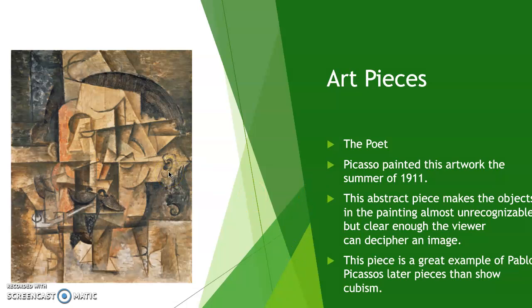This on the left is an art piece by Pablo Picasso. It's called The Poet. It was painted during the summer of 1911. It's an abstract piece, which makes the objects in the painting almost unrecognizable, but they are clear enough that the viewer can decipher an image. This piece is a great example of Picasso's later pieces that show Cubism.